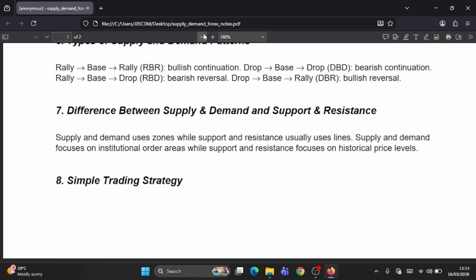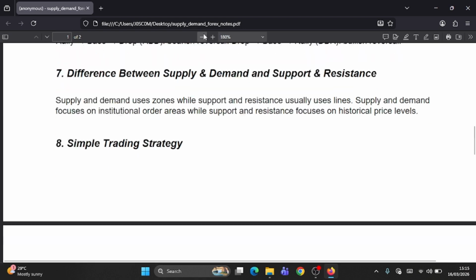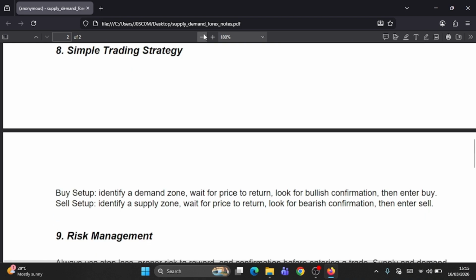The difference between supply and demand and support and resistance: supply and demand usually uses zones, while support and resistance usually uses lines. Supply and demand focuses on institutional order areas, while support and resistance focuses on historical levels. Many traders say that support and resistance is the same as supply and demand, but they are quite different.